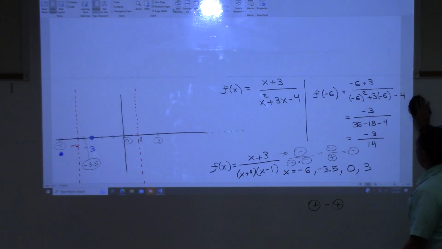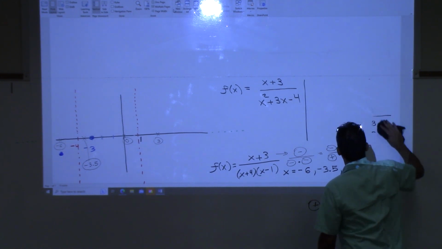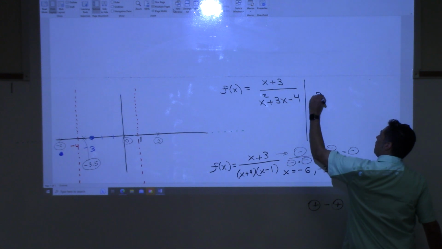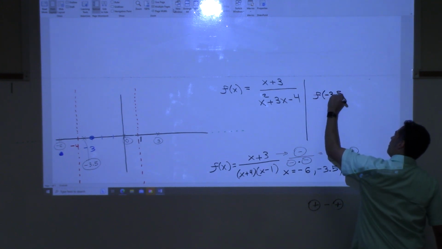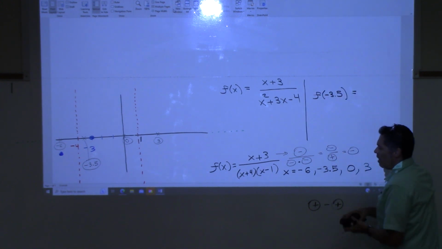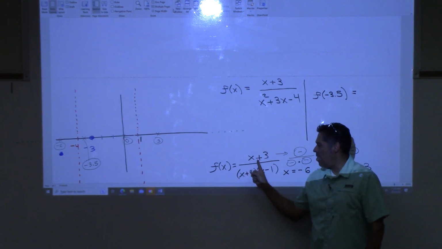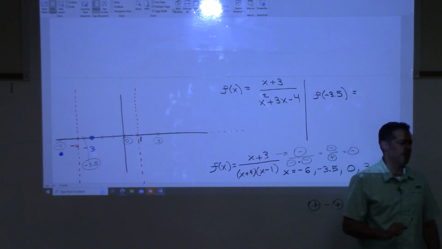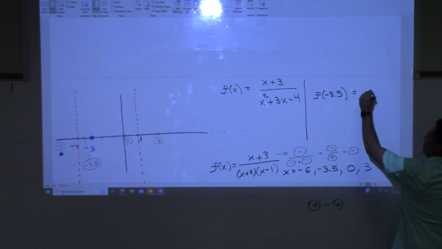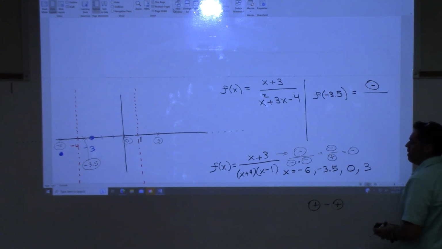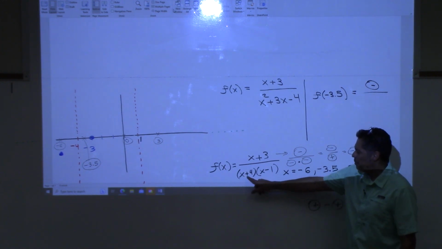So let's try the -3.5, okay. So look right here. If I plug -3.5 right here and add 3, what do I get? -3.5 plus 3. You get a negative. So I get a negative on top. Okay, what's -3.5 plus 4?